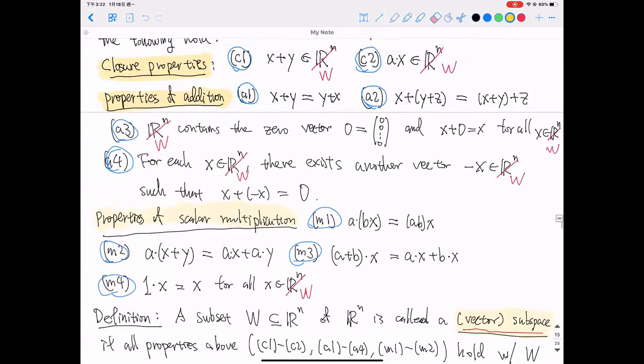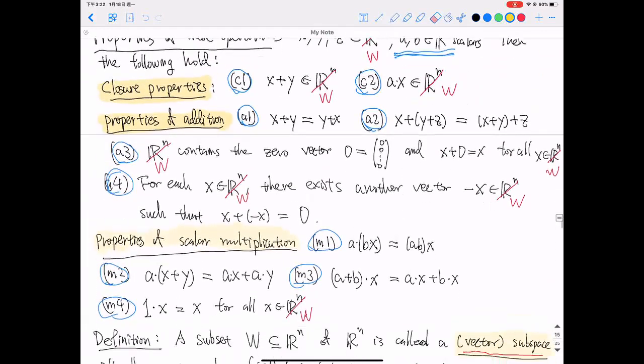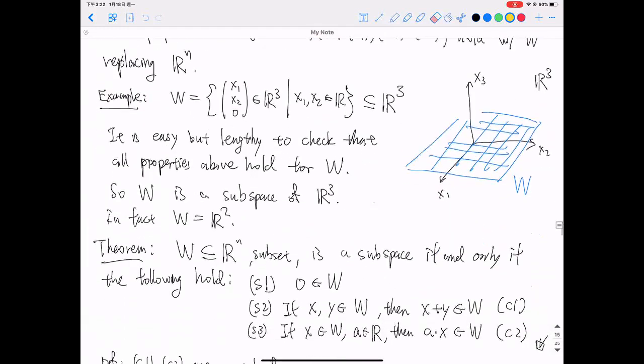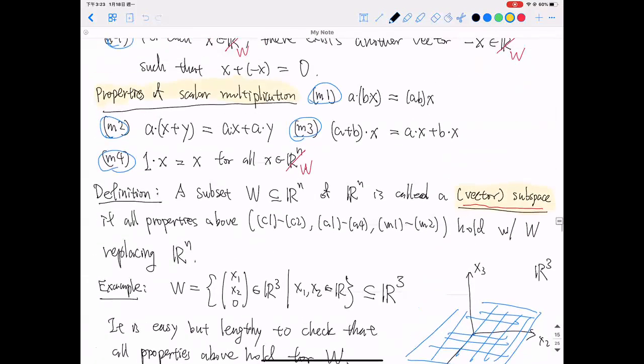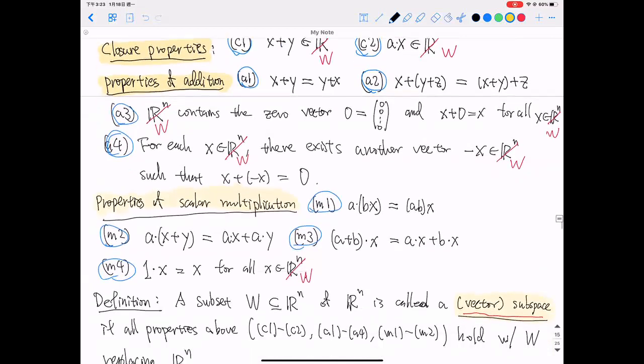Now, A1, A2 just hold because A1, A2 are true because x, y, z are vectors in Rn. Sorry, are vectors in W, which are vectors in Rn. Right, x, y, z are chosen to be vectors in W, so they are in fact in particular vectors in Rn. And as vectors in Rn, they have these properties. It doesn't matter where the properties take place, they just have to hold.